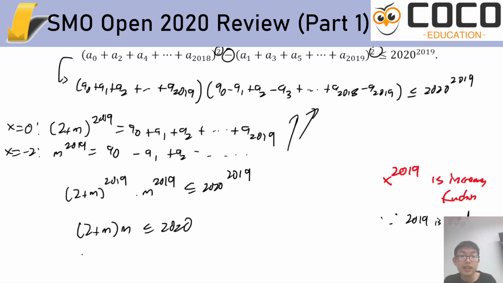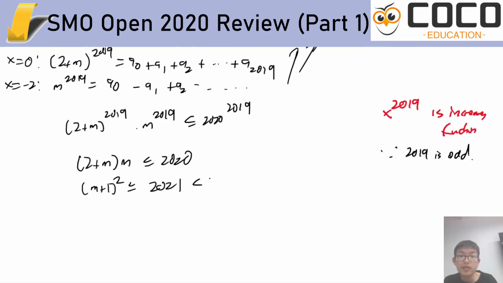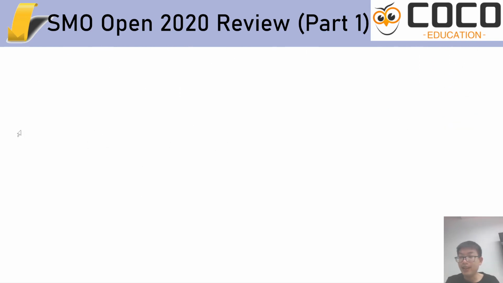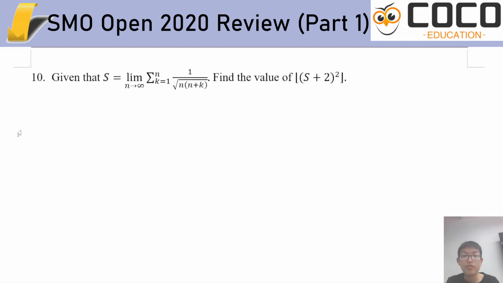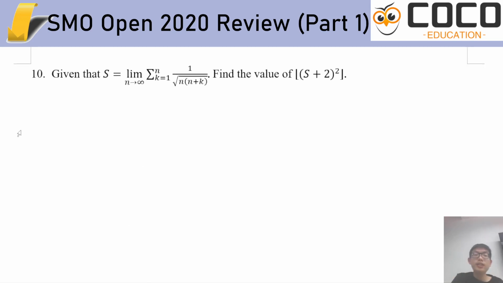Now with that being obtained, then just complete the square, and this is less than 45 squared, so the maximum m is 43. I think we can stop at question 10. So our last question, we have got a limit, a summation, and assert.